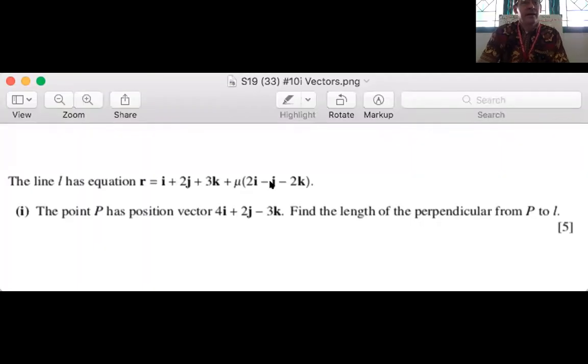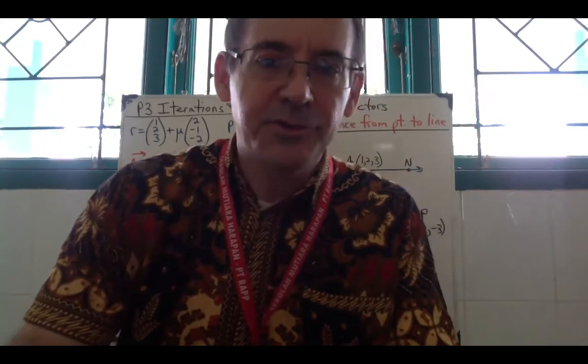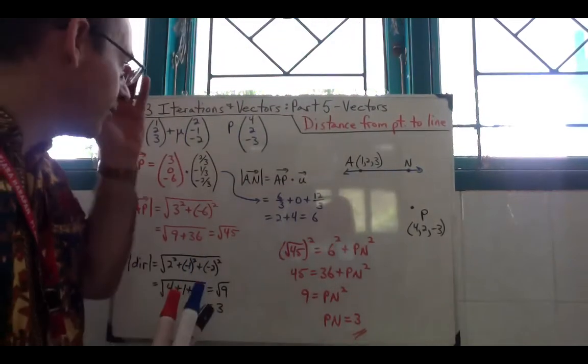Okay, let's look at our second example here. It says the line L has equation r equals i plus 2j plus 3k plus mu times (2i minus j minus 2k). The point P has a position vector 4i plus 2j minus 3k. Find the length of the perpendicular from P to L. So again, we're finding the distance from a point to our three-dimensional line in vector form. So let's go back to the board here and work our way through it.